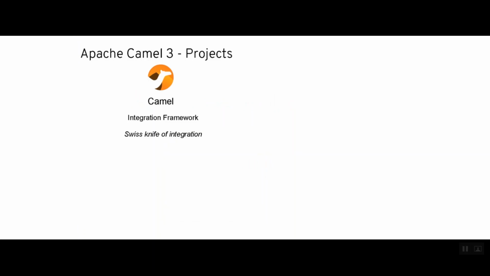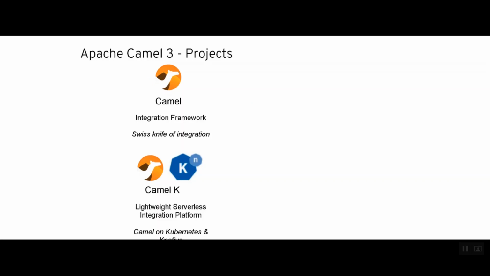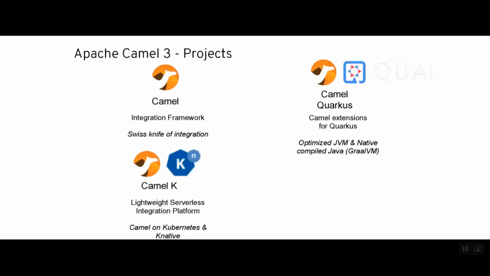So in Camel 2, Apache Camel was a mono project. So you have everything in Apache Camel, and in Apache Camel 3 we built an ecosystem around Camel. So the projects of Apache Camel 3 are the base one, which is Apache Camel, the integration framework. Then we have Camel K, which is the cloud-native version of Camel, and is a lightweight serverless integration platform. You may read the K as Camel on Kubernetes or Camel on Knative, but we will see this later in the next slide.